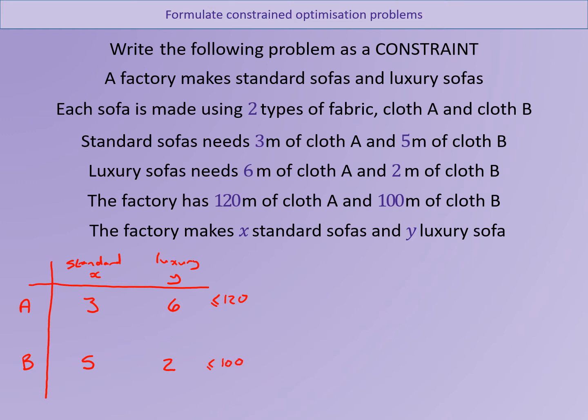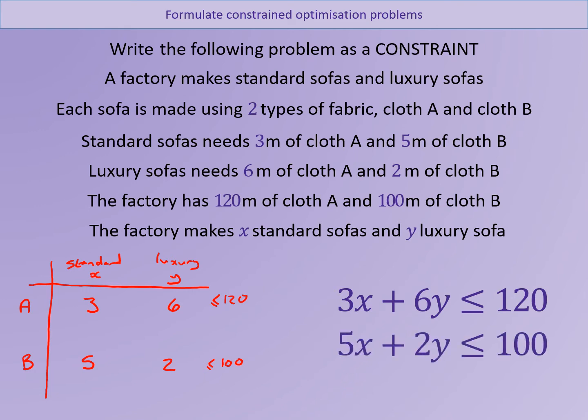We can now read along the row and write down the two inequalities. So the top row gives us 3x plus 6y is less than or equal to 120, and the bottom row gives us 5x plus 2y is less than or equal to 100.